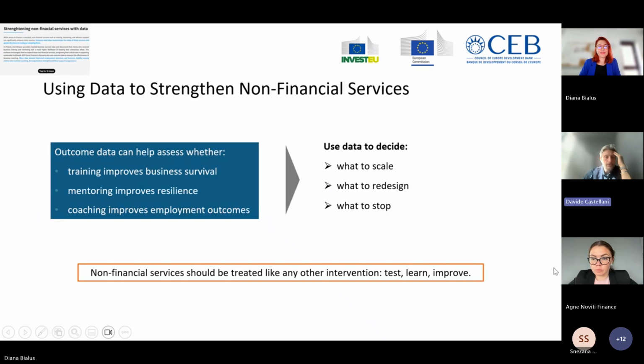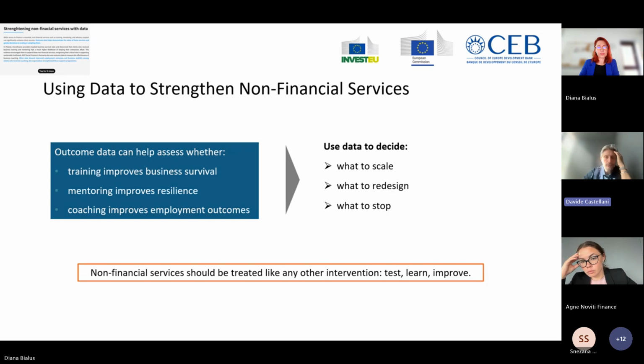And then using data to strengthen non-financial services. So again, the suggestions are the same. So to track outcomes for clients receiving non-financial services as well. And then compare outcomes with clients receiving and not receiving financial services, and then use evidence to adjust and improve support services. And also engage clients to understand their experience with non-financial services.